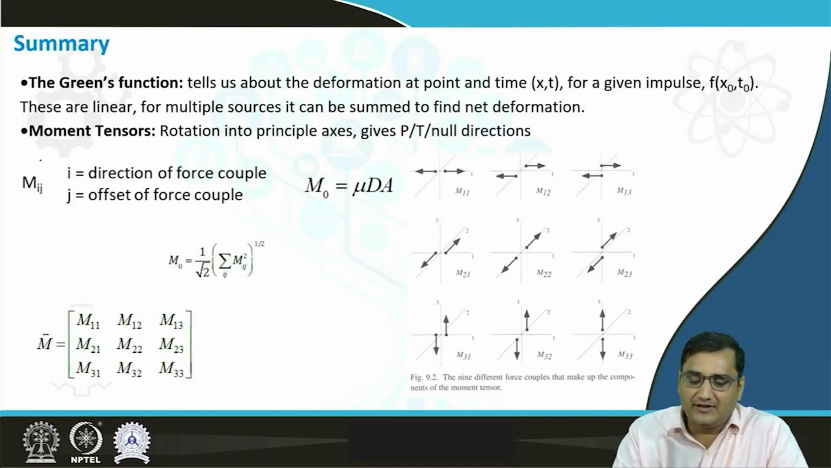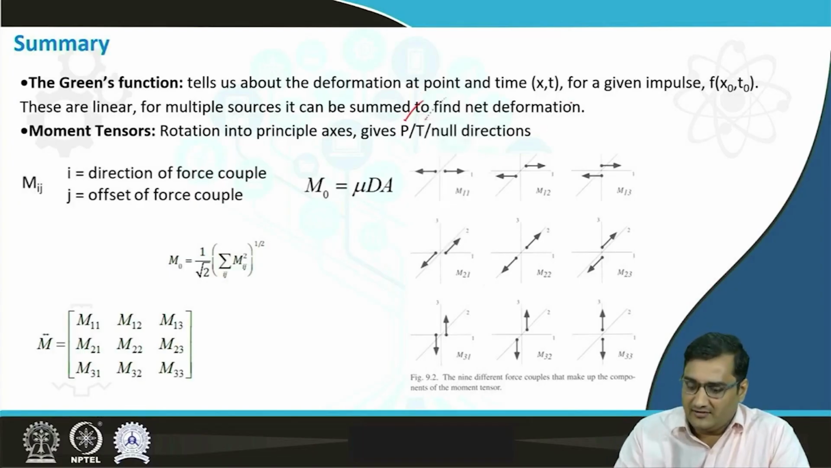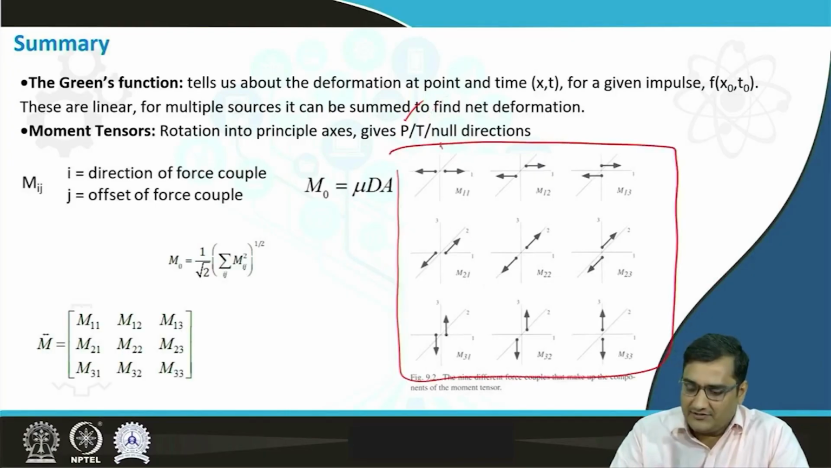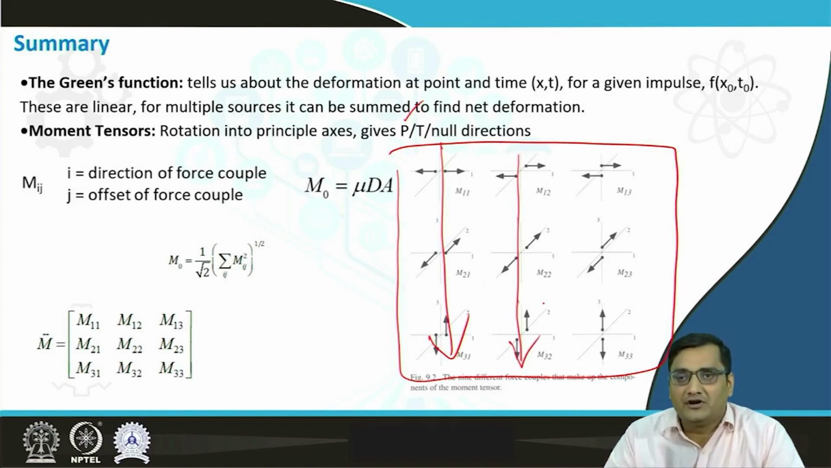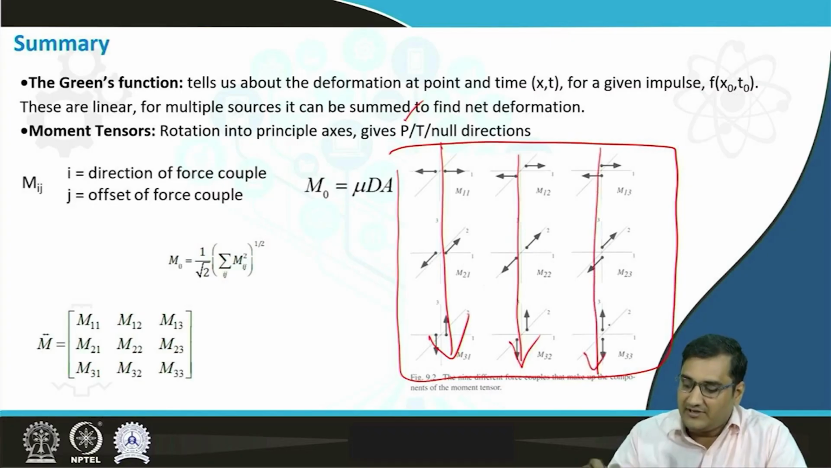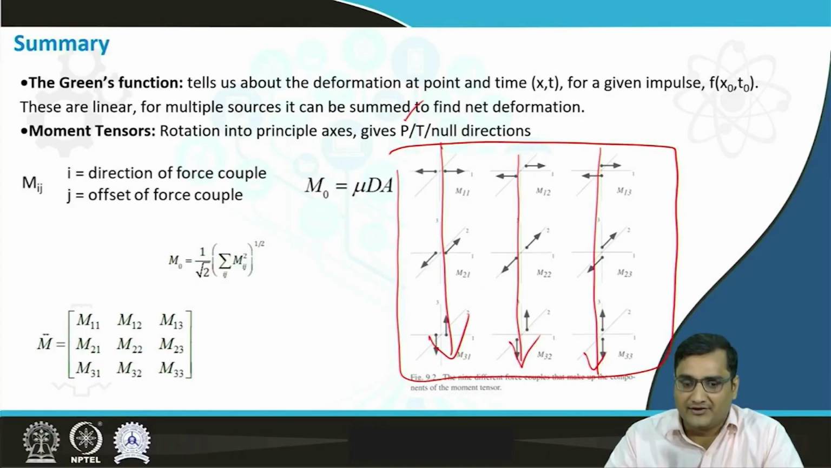The moment tensor can be rotated into its principal axes, such as the pressure axis, tension axis and the null directions. The moment tensor can be represented by this array of the 9 double couples. The first column represents the forces having the offset in the x1 direction. The second column represents the double couples for which the offset is in the x2 direction. And the third column represents the double couples where the offset is in the x3 direction.